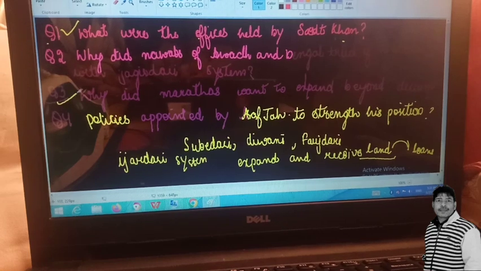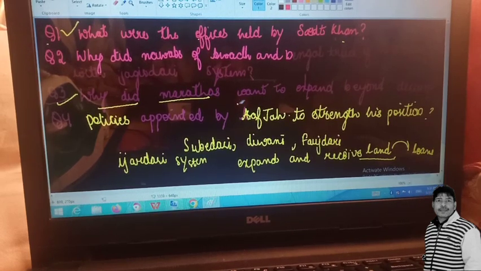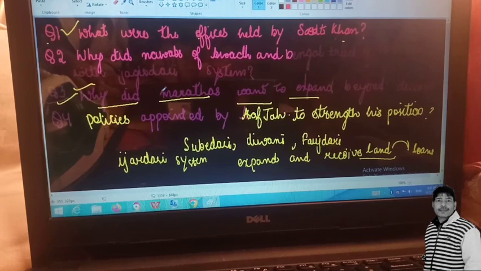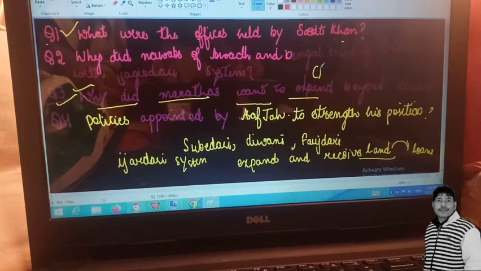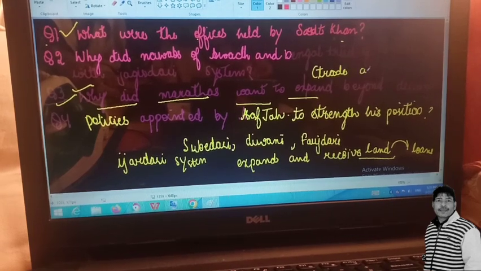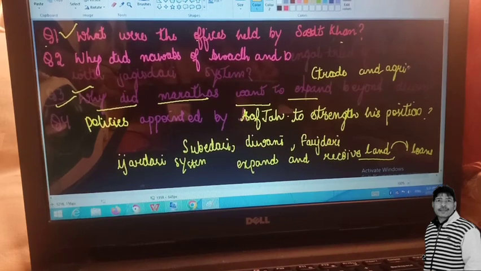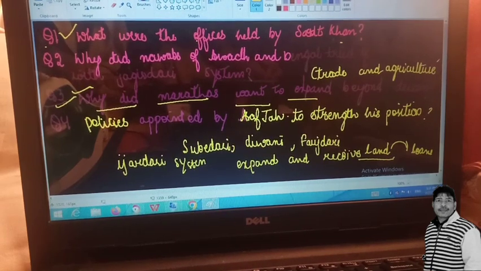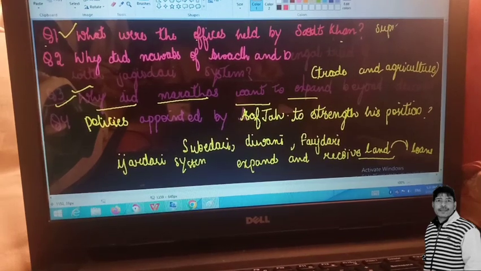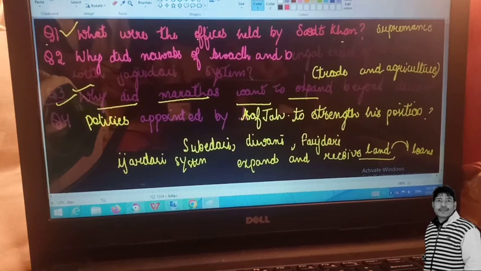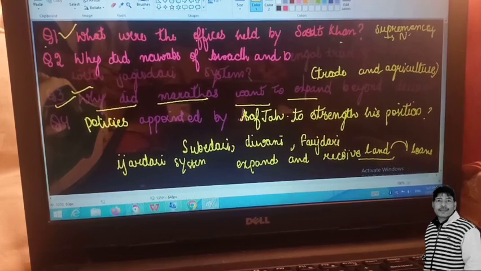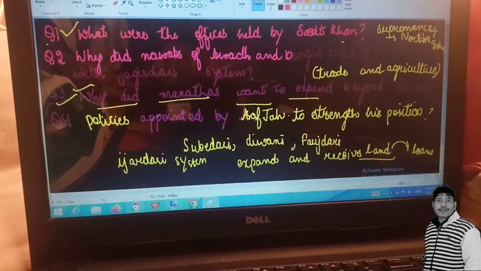My third question is, why did the Marathas want to expand beyond the Deccan? Basically, the Marathas wanted to expand beyond the Deccan because they wanted to control trade and agriculture. Secondly, they wanted to establish their supremacy and influence and control the North India region. This was the answer of this question.